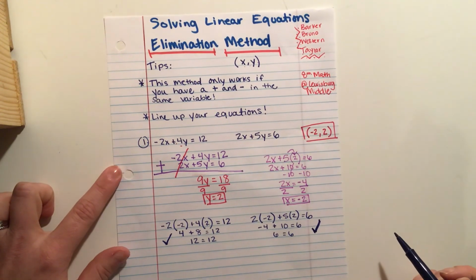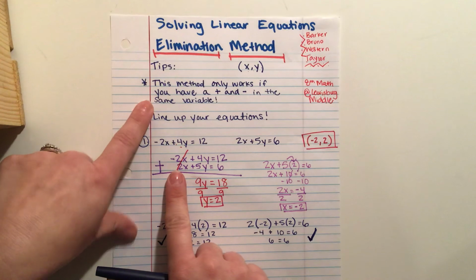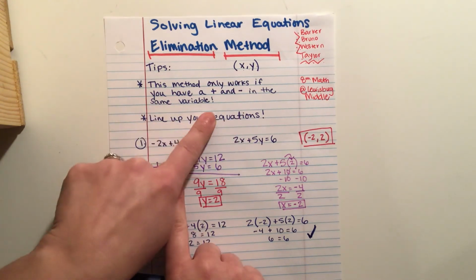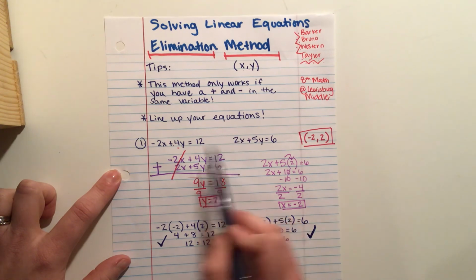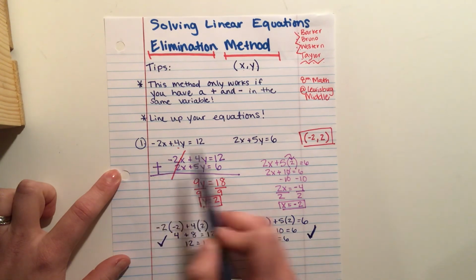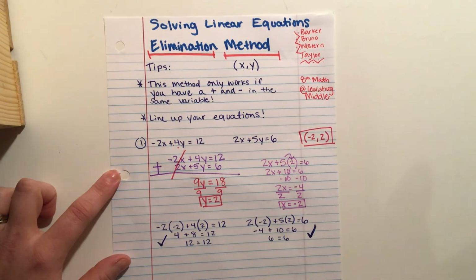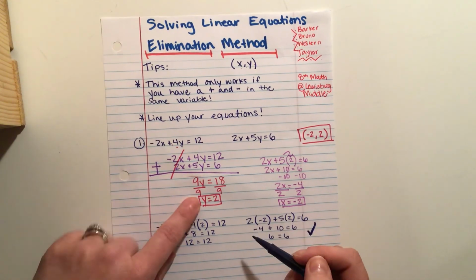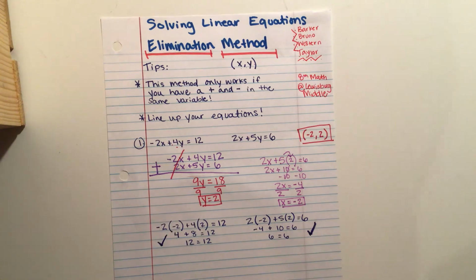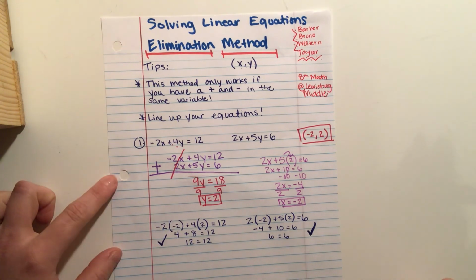So with the elimination method, you always need to make sure you have a positive and a negative in the same variable. So when we looked at these, we knew our x and our x, there was a negative 2x and a positive 2x. So that's how we were able to eliminate, quickly solve for y, then we used the substitution method to finish solving this problem.